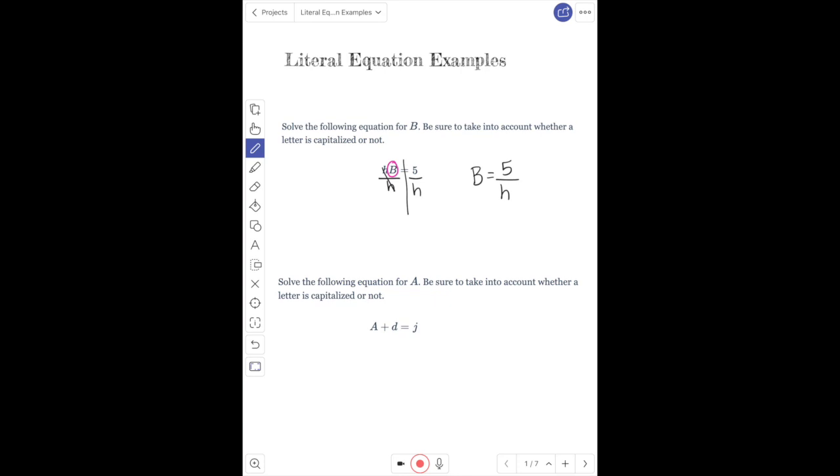All right, for the next one, we're solving for a this time. So if we're solving for a, I have a plus d equals j. We need to move that d variable over. So if I have plus d, we're going to subtract d. So now I have a equals j minus d.